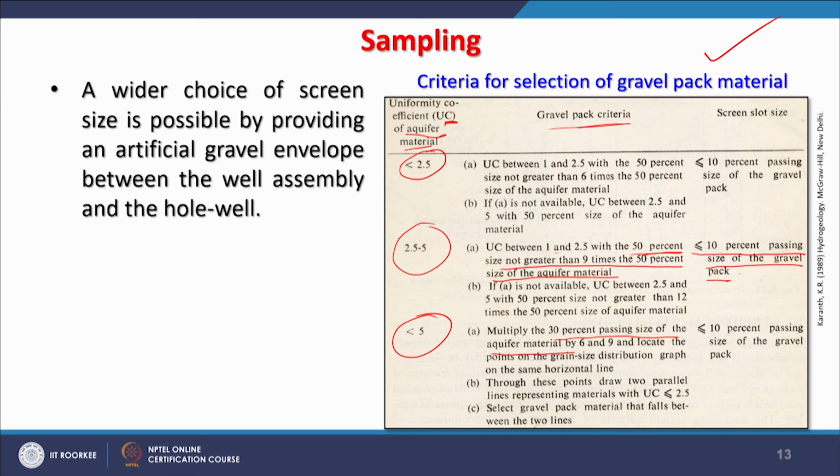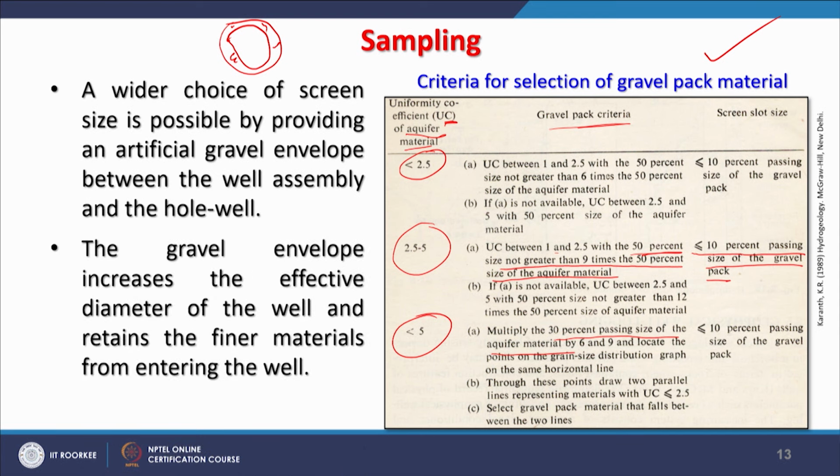So, wider choices of screen size and designs are possible by providing an artificial gravel envelope between the well assembly and the hole. So, if this is the well and this is the pipe, this part can be filled with gravel pack, and the size of material or gravel should be larger than the screen size openings. So, gravel pack envelopes increase the effective diameter of the well.